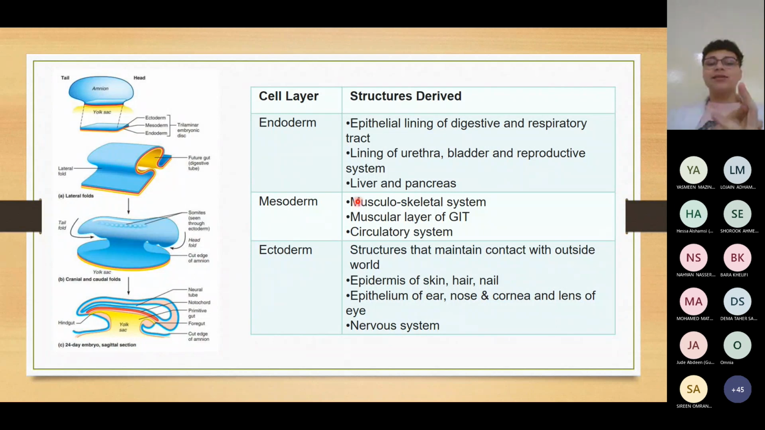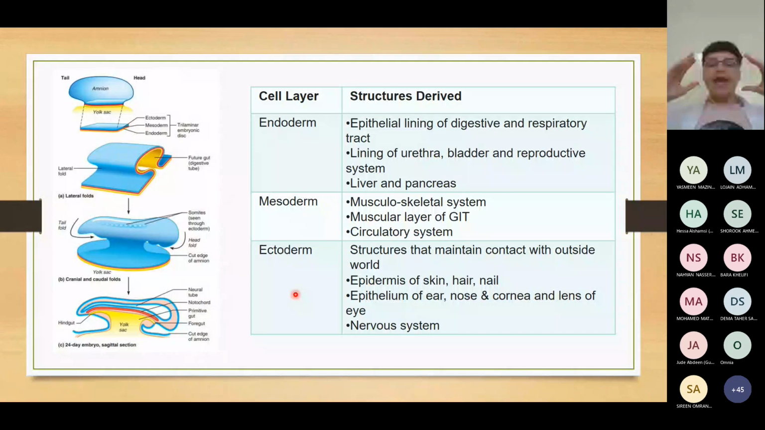The musculoskeletal system is formed from the mesoderm. The muscular layer of the gastrointestinal tract is formed from the mesoderm layer. And all of the CVS, the circulatory system that involves the heart, is also formed from the mesoderm. Okay, this is for the mesoderm. Now we talked about the endoderm and we talked about the mesoderm. Now let's move on to the ectoderm.